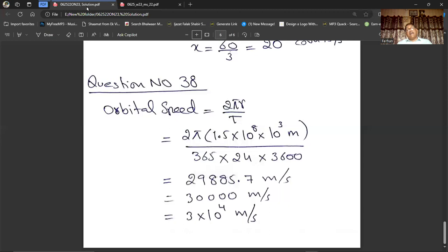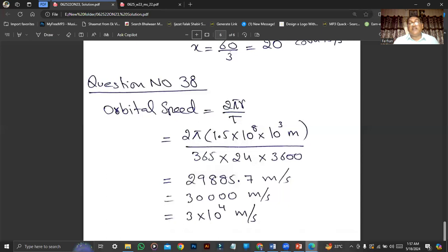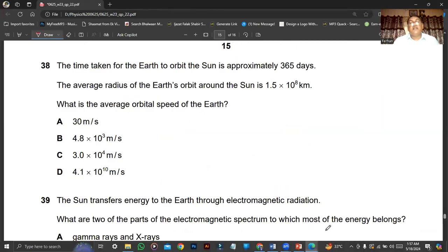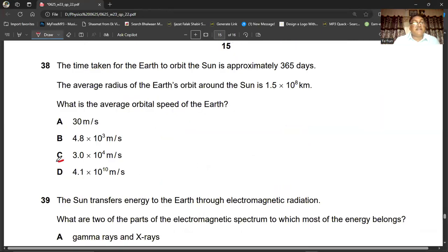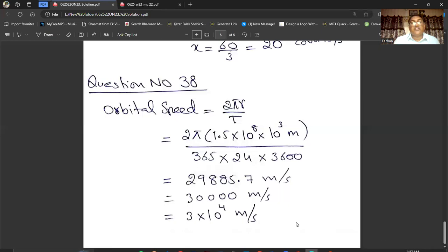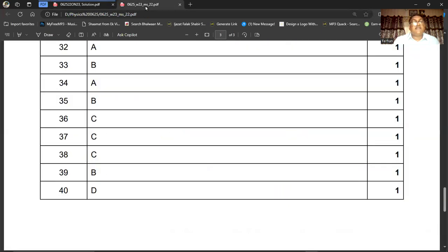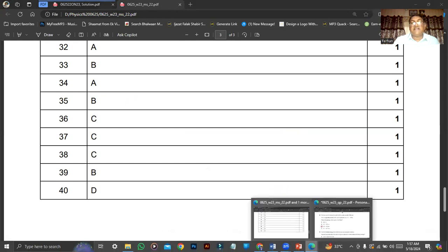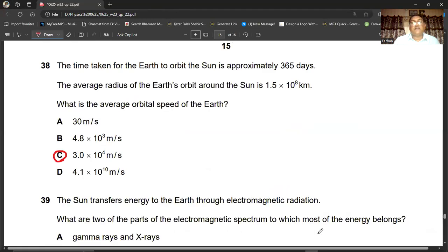29,885.7 meters per second. That is approximately 30,000 meters per second, which is 3 × 10^4 meters per second. So I think 38 C is the option. Question number 38, C is the right option, sir.